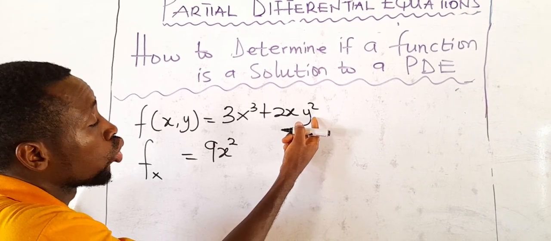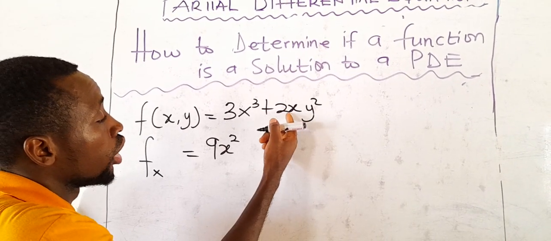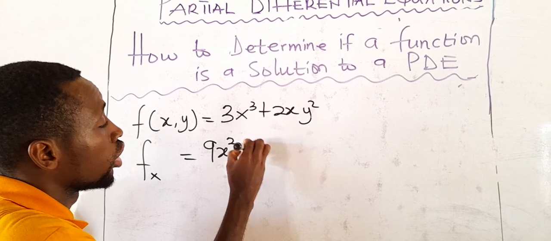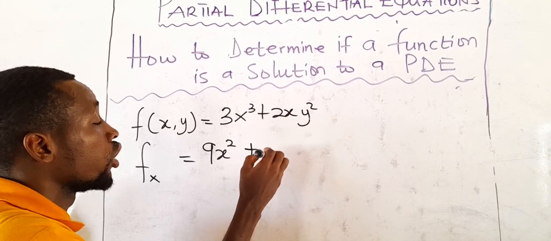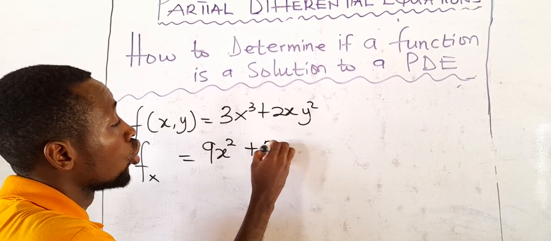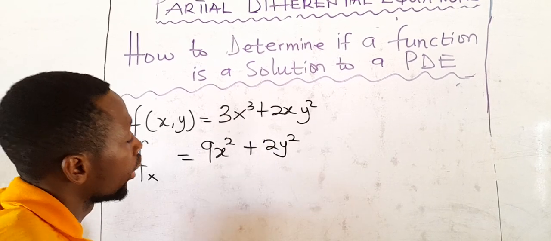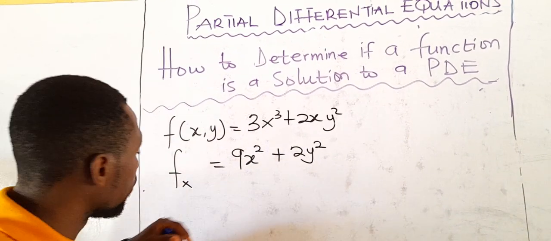Remember, the y will be kept constant. So on differentiating, this is linear. On differentiating, the answer is the coefficient of the variable. So we say 2y squared. And this is the partial differentiation with respect to x.